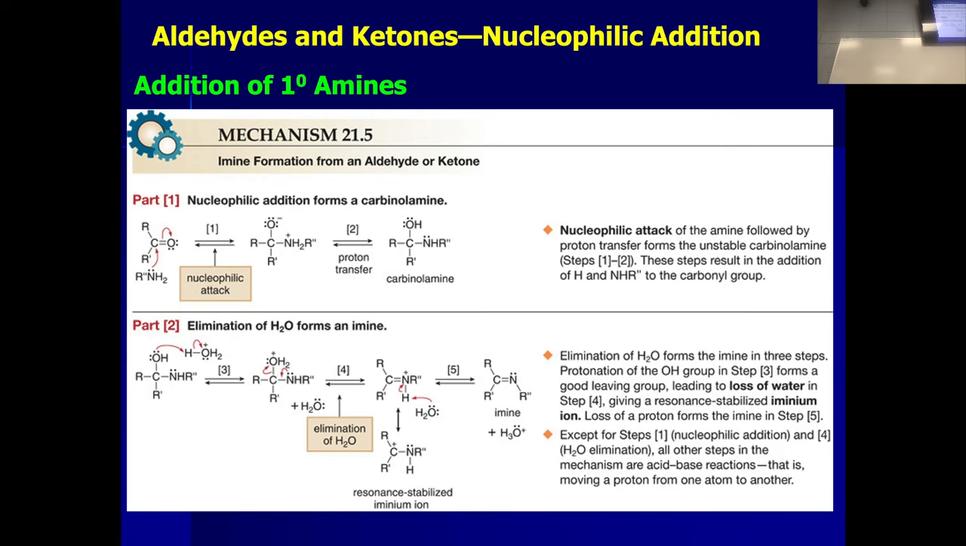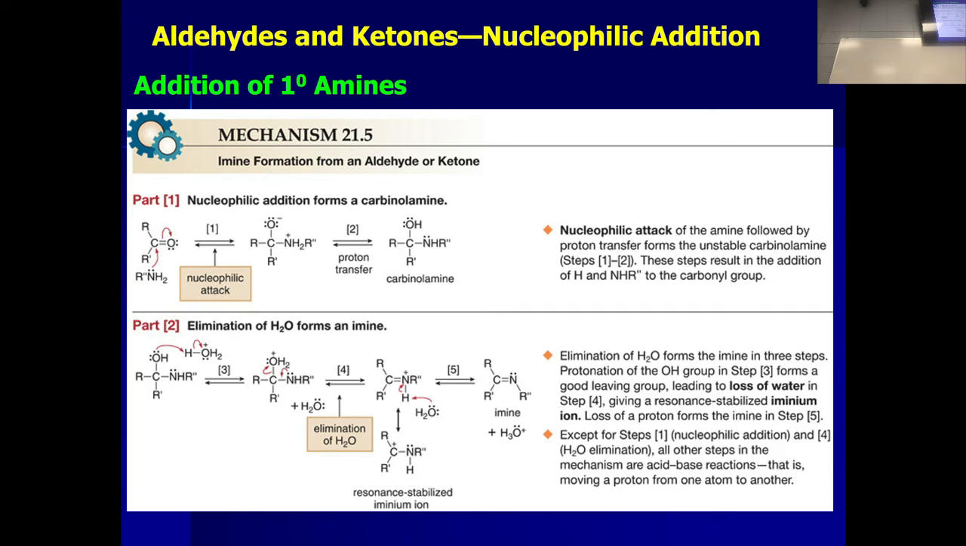I have positively charged nitrogen with hydrogens on it. You think that's going to be an acid or base? Acid. Right? So I've got an acid and I've got a base. What do we know that acids and bases like to do with one another? They like to react and neutralize one another. That's called a proton transfer. The hydrogen from this acid goes to the base, and you end up with this intermediate called a carbinolamine.